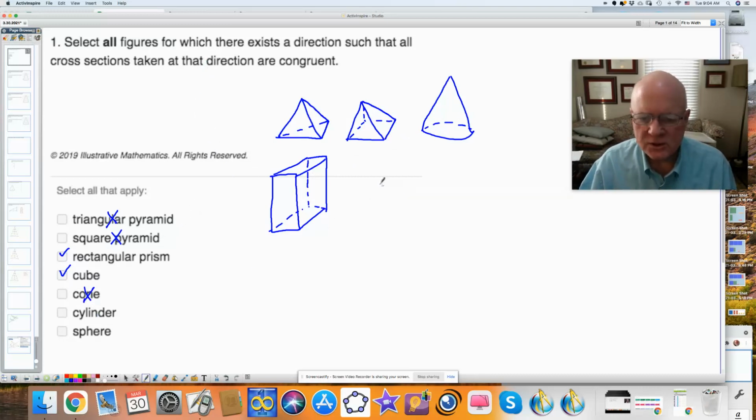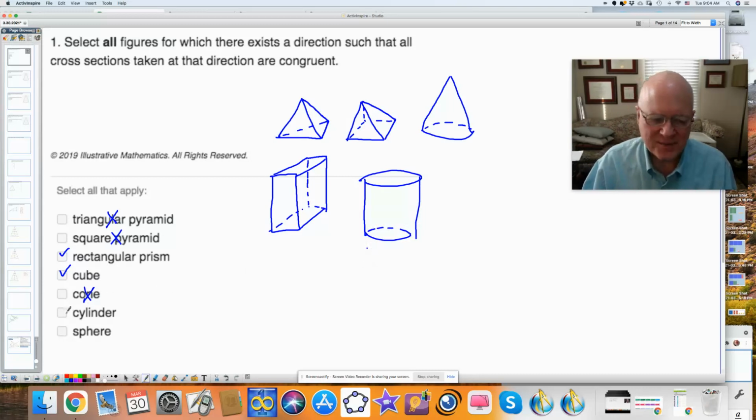A cylinder would. A cylinder is like a prism. It's not a prism, but it has a circular base, so it has the same top and bottom. And they call this, I can't remember what the name of that is. A sphere would not either.